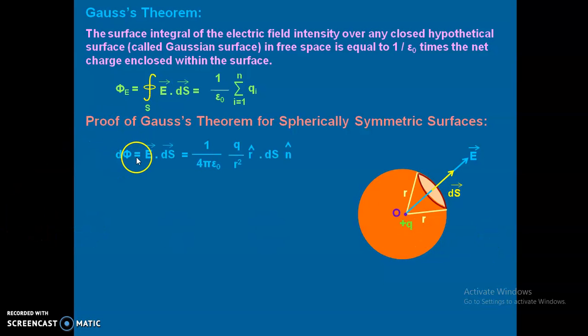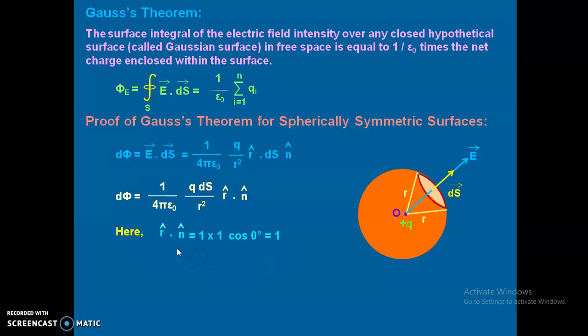So how can we express d phi? d phi would be equal to vector E dot dS, which we have already studied in the last video lecture, and then equal to 1 upon 4 pi epsilon naught, q upon r square, unit vector r. This is for the electric field intensity, and for vector dS we can write dS n cap. This n cap shows the direction of the area vector dS. So d phi would be equal to 1 upon 4 pi epsilon naught, q dS upon r square, vector r dot vector n cap. We will take the dot product of these two vectors.